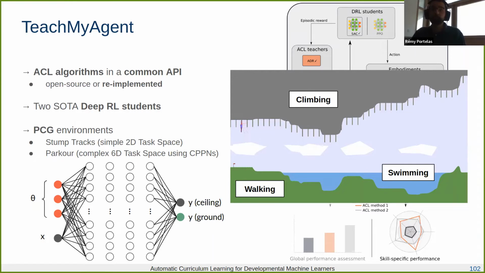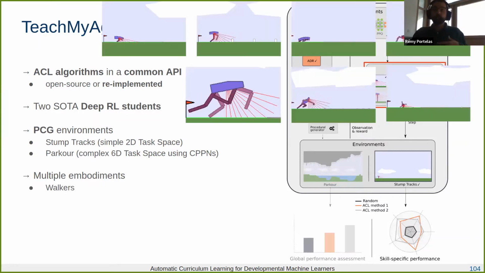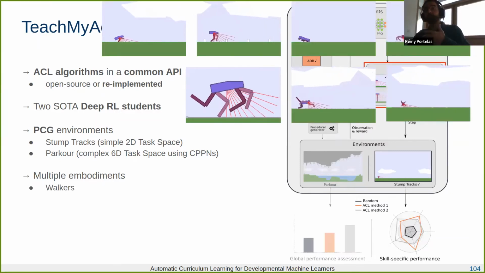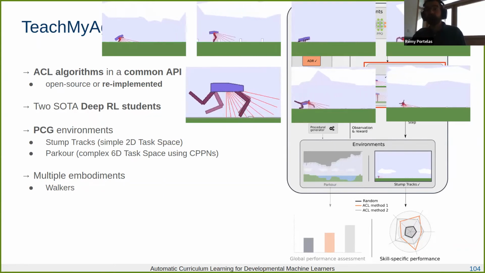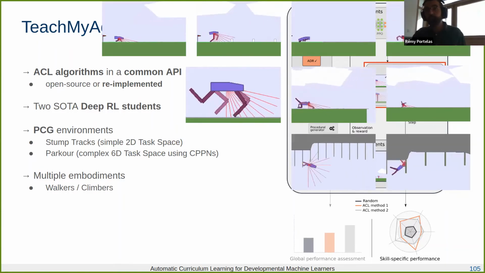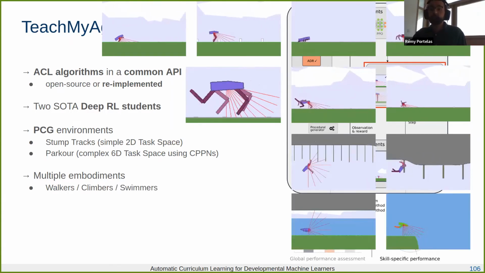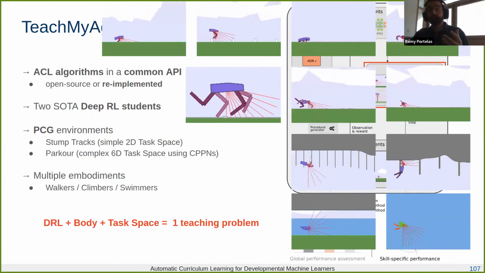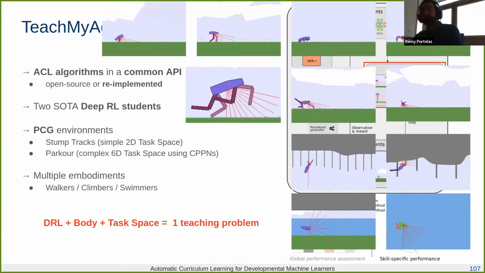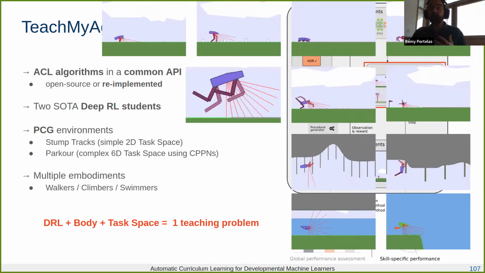And so speaking of students, to increase the diversity of teaching problems, we decided to create multiple embodiments. And this is especially relevant for parkour environments that can be solved with many different locomotion strategies. So first, we added walker morphologies, including our previous bipedal and quadrupedal agents from LPGMM, but we also created new bodies like this spider on the top right image. We then added morphologies specific to the parkour environment. So agents able to climb and agents able to swim. And so in the end, the cross product of available DRL algorithms, PCG environments, and agent morphologies gives you a large set of teaching problems to thoroughly compare ACL algorithms.